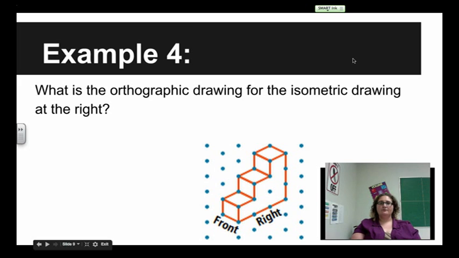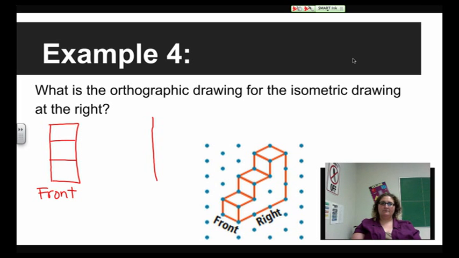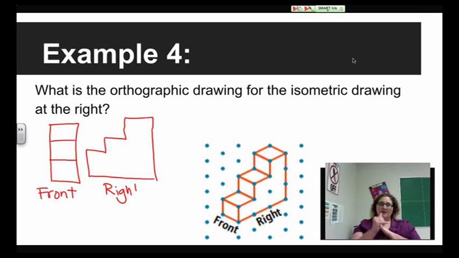To put this as an answer, we would say this is our front view. Ugh, okay, obviously art's not my thing. A right side view. And a top view.